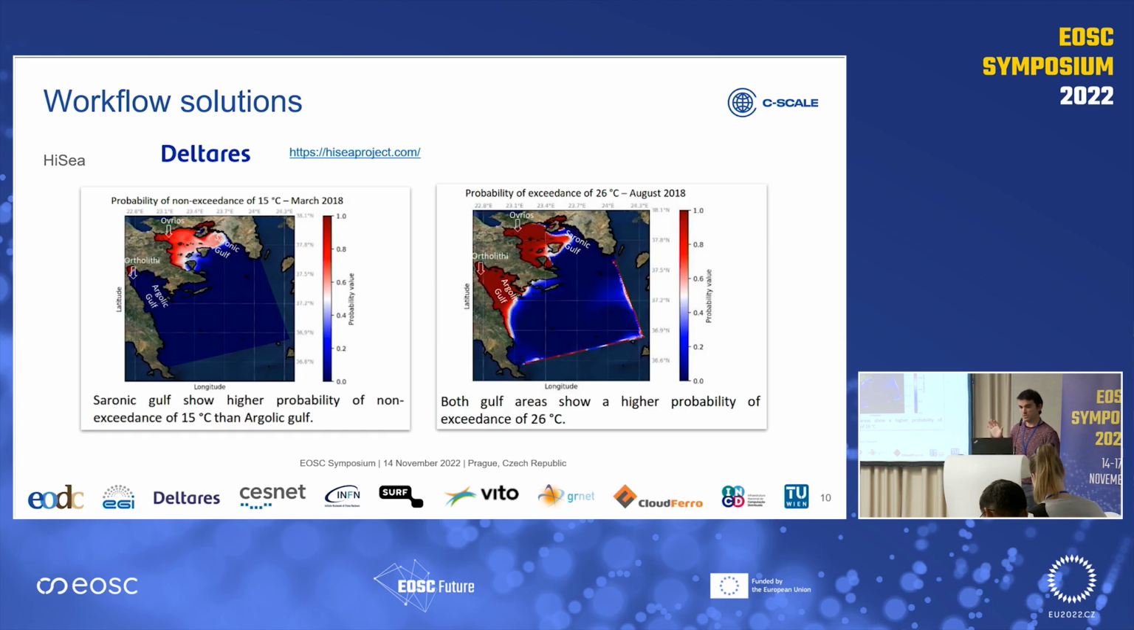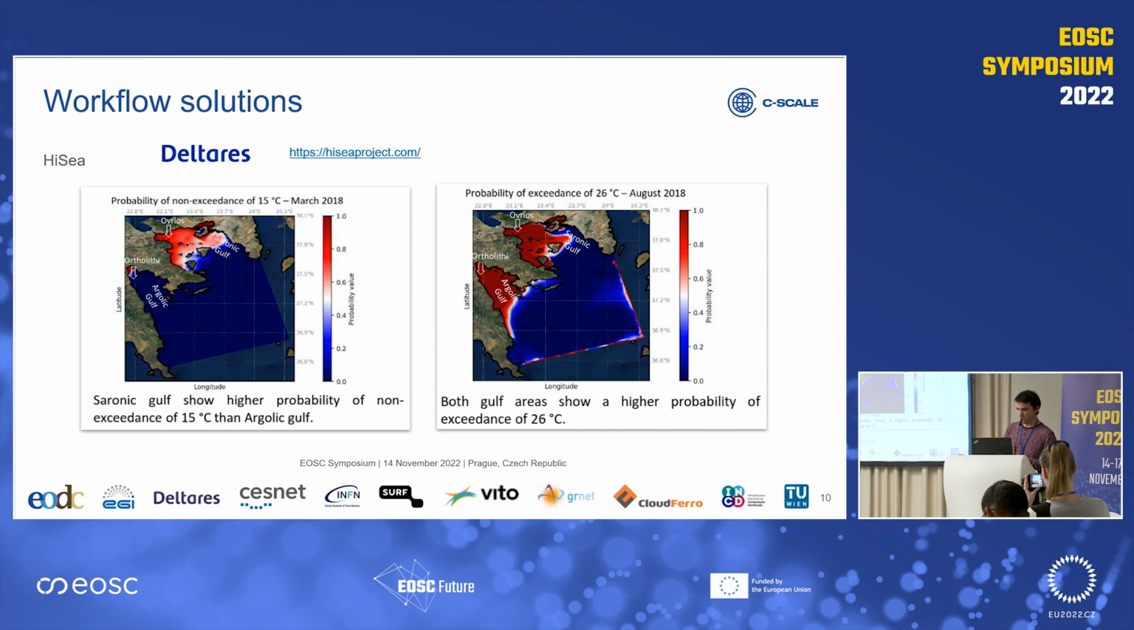As an example output of the use case, you see the Saronic and Argolic Gulf in Greece. On the left side, you see the probability of the water temperature not exceeding 15 degrees Celsius for March 2018. And you can see that the Saronic Gulf is more likely to not exceed that temperature. Whereas on the right side, you see both of them again, but this time it's August 2018, and it's the probability of exceeding 26 degrees Celsius on both. And you can see how both are equally likely to exceed that temperature at that point in time.